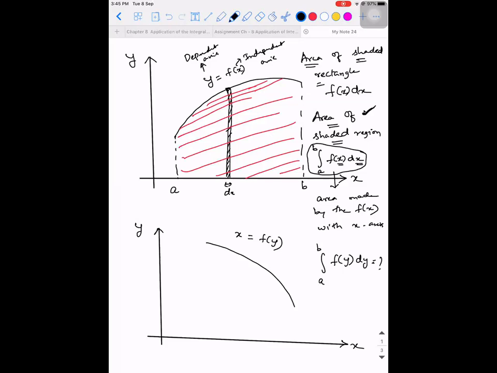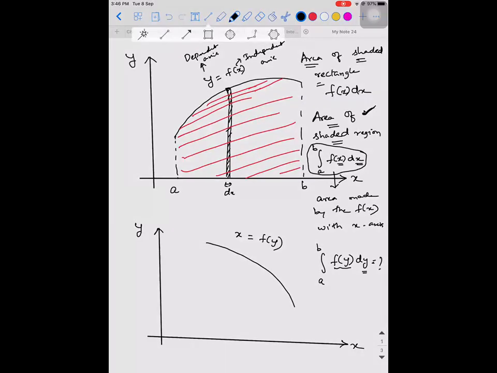Area with respect to the y-axis. Area made by whom? The curve, sir. What is the name of the curve here? f of y. That's right. So area made by f of y with respect to the y-axis. That is why whenever you integrate, the differential coefficient part is very, very important. If it is dx, you will take the limits of the x-axis. If it is dy, you will take the limits of the y-axis.